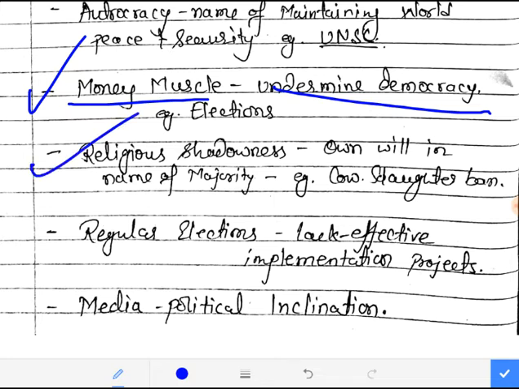Next, religious shadowness is one of the reasons you can put here, that people impose their own will in the name of democracy. For example, a few sections of the society are imposing their own will in the name of being the majority election winner, right?